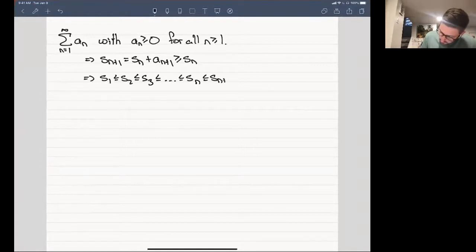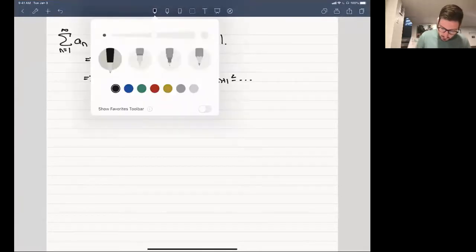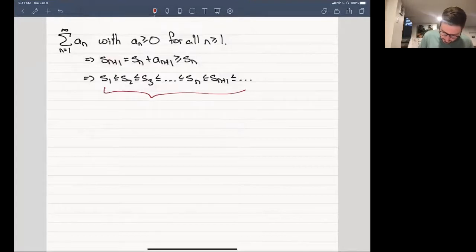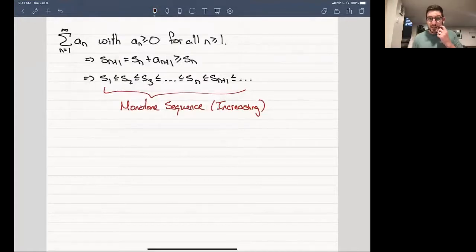And you remember from the previous video that the only way you can have this infinite series converge is if the partial sums converge. But what this says right here is that this is a monotone sequence. Remember, we defined this a few videos ago. A monotone sequence is either increasing or decreasing. In this case, it's increasing. And we had the bounded convergence result that says that monotone sequences, if they are bounded, then they're going to converge.